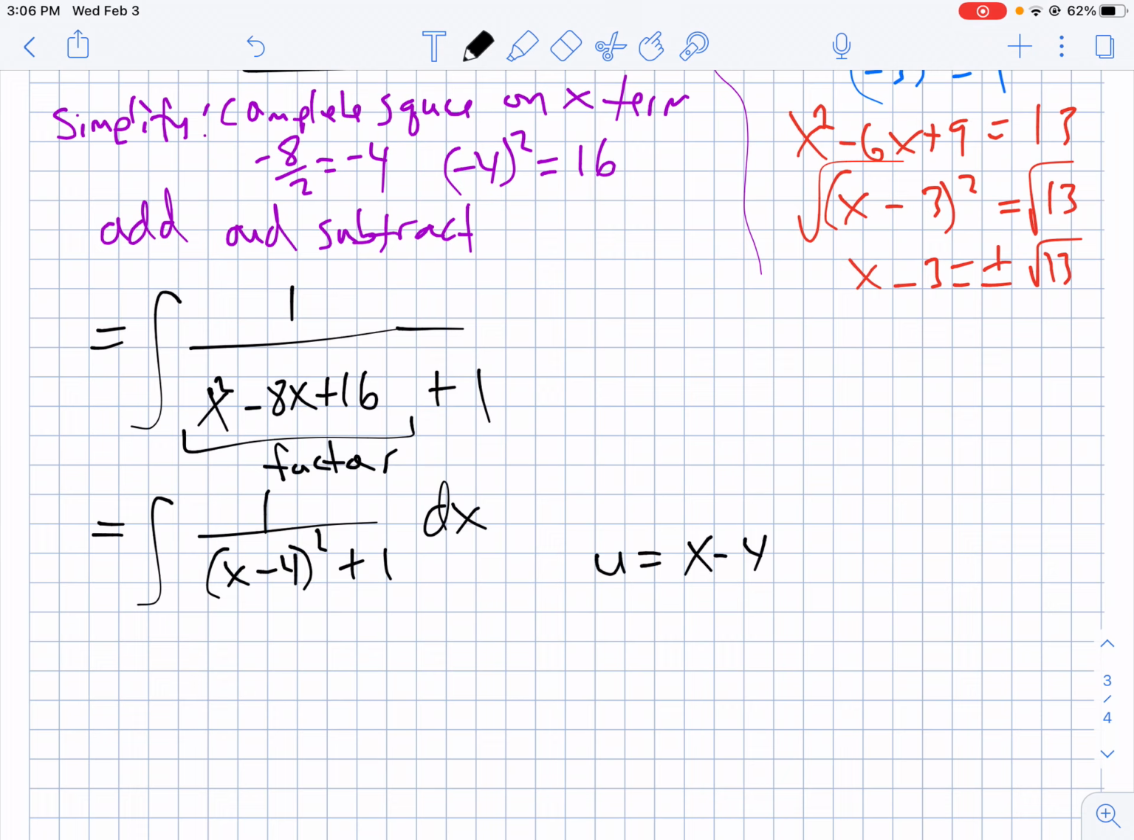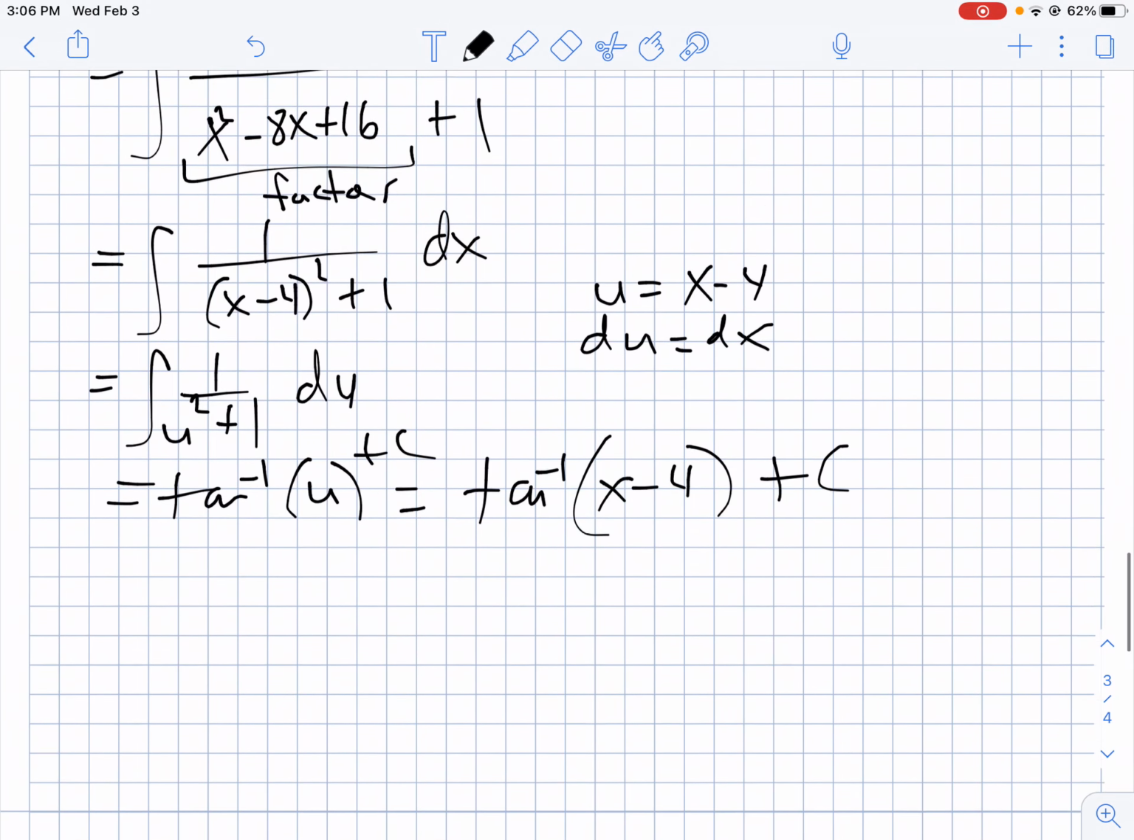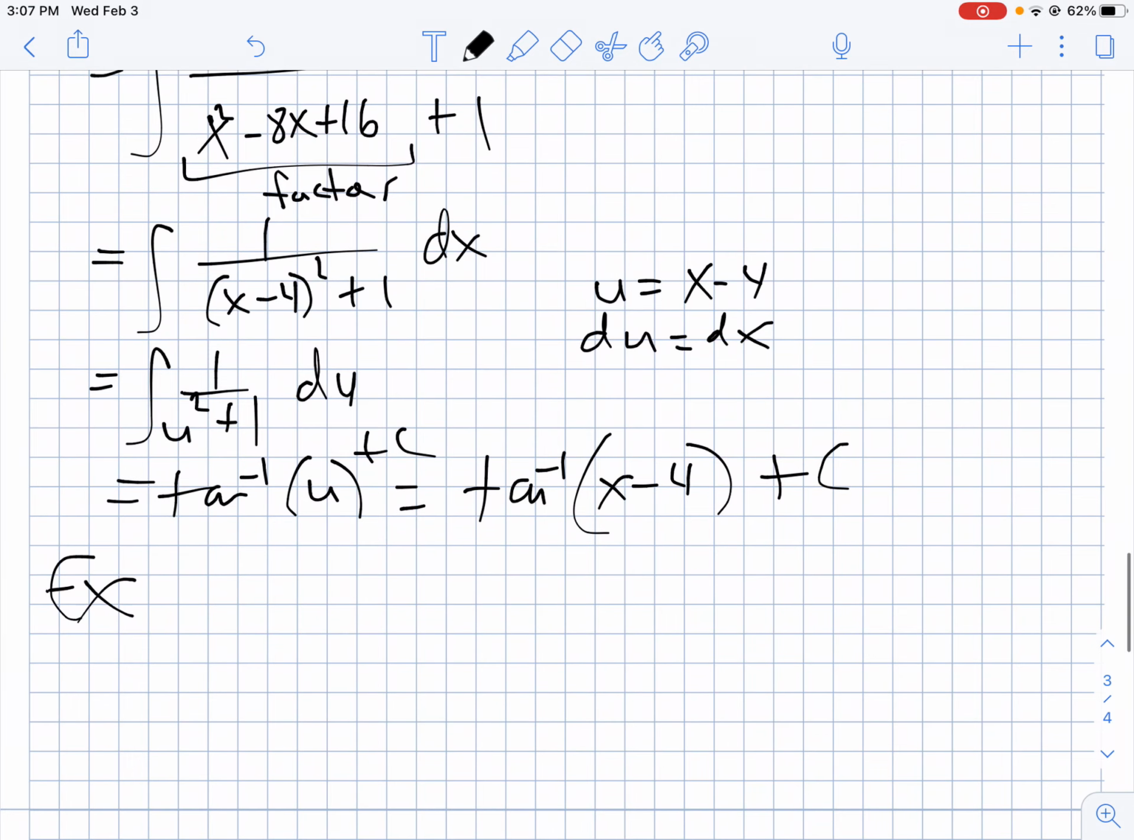So pick u equals x minus 4. The du is dx. So when we do that, we're just integrating 1 over u squared plus 1, which is, of course, just the inverse tangent of u. So this problem just turned out to be the inverse tangent of x minus 4 plus c, which I should have written here as well. Okay, so that's how you do that example. Let's do another one, and I'm going to do 2 more that involve similar tricks.